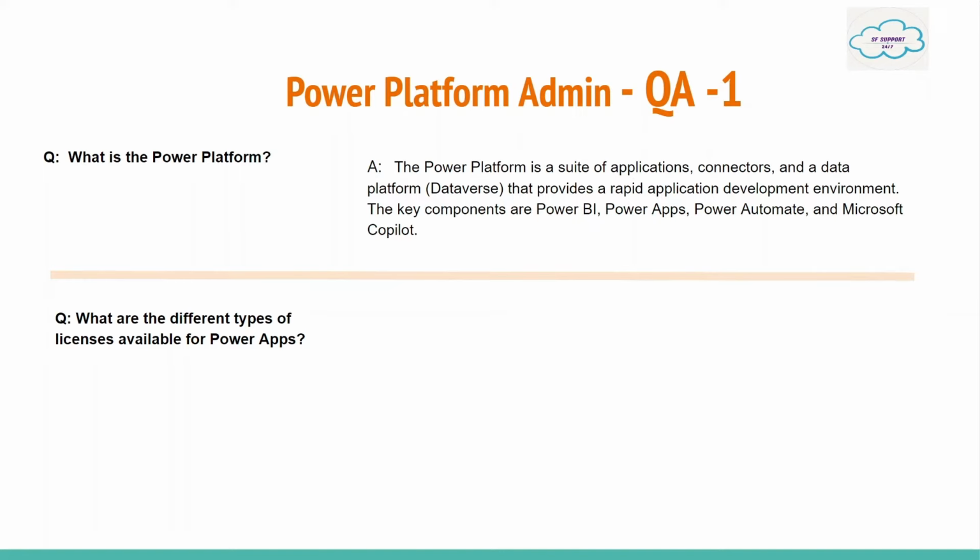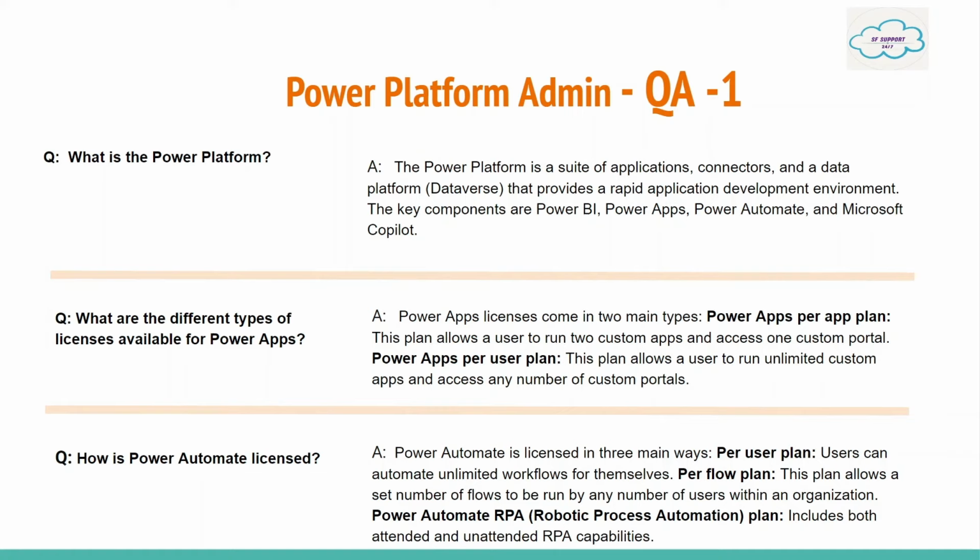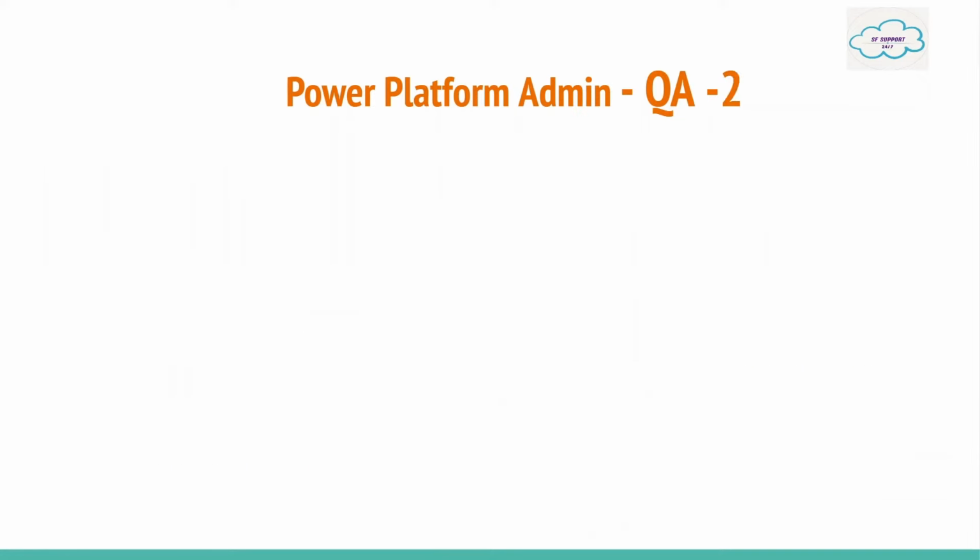Question: what are the different types of licenses available in Power Apps? There are broadly two types of licenses. One is per user license and another is per app license. How is Power Automate licensed? There are three ways we can license Power Automate. One is per user plan, second is per flow plan, and third is per RPA plan. This includes both attended and unattended RPA capabilities.